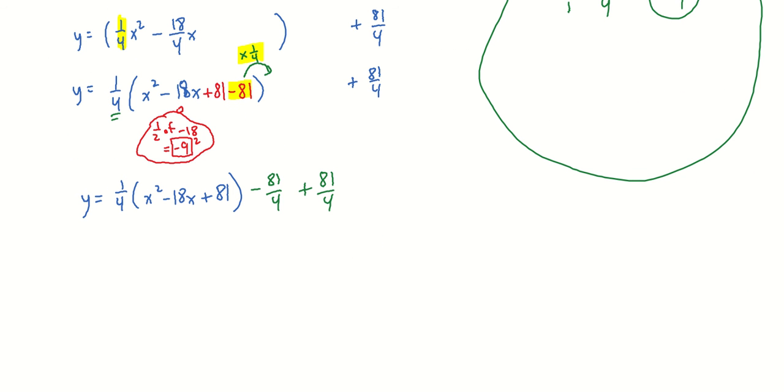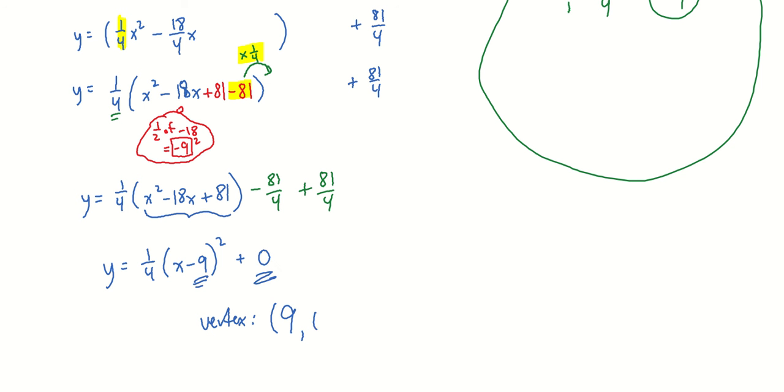That will give us y is equal to 1/4. If we clean this up, it's the binomial x minus 9 being squared, and negative 81 over 4 plus 81 over 4, so that cancels out. I can leave it like that, or I can write plus 0 to let us know that the vertex, if we wanted to graph it, is what's being subtracted in there: 9, 0. This just takes a lot of practice, and the weirder the numbers get, the trickier it gets mathematically, but the process is pretty much always the same.